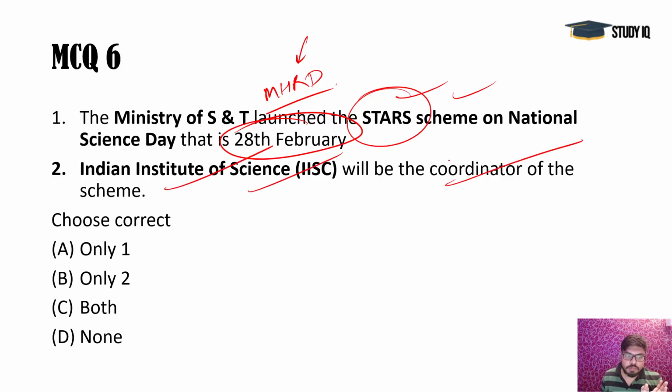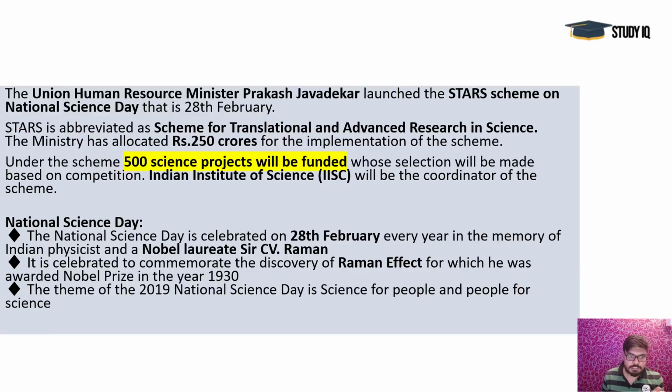IISc is going to be the coordinator of the scheme. This important institution would be coordinating it. So only 2 is the correct answer, 1 is wrong here, because it is an MHRD initiative. 500 science projects would be funded here, and 250 crore rupees would be allocated for this scheme for translational and advanced research in science. So it is about advanced research, the STARS scheme. That is also going to boost the employment sector here.